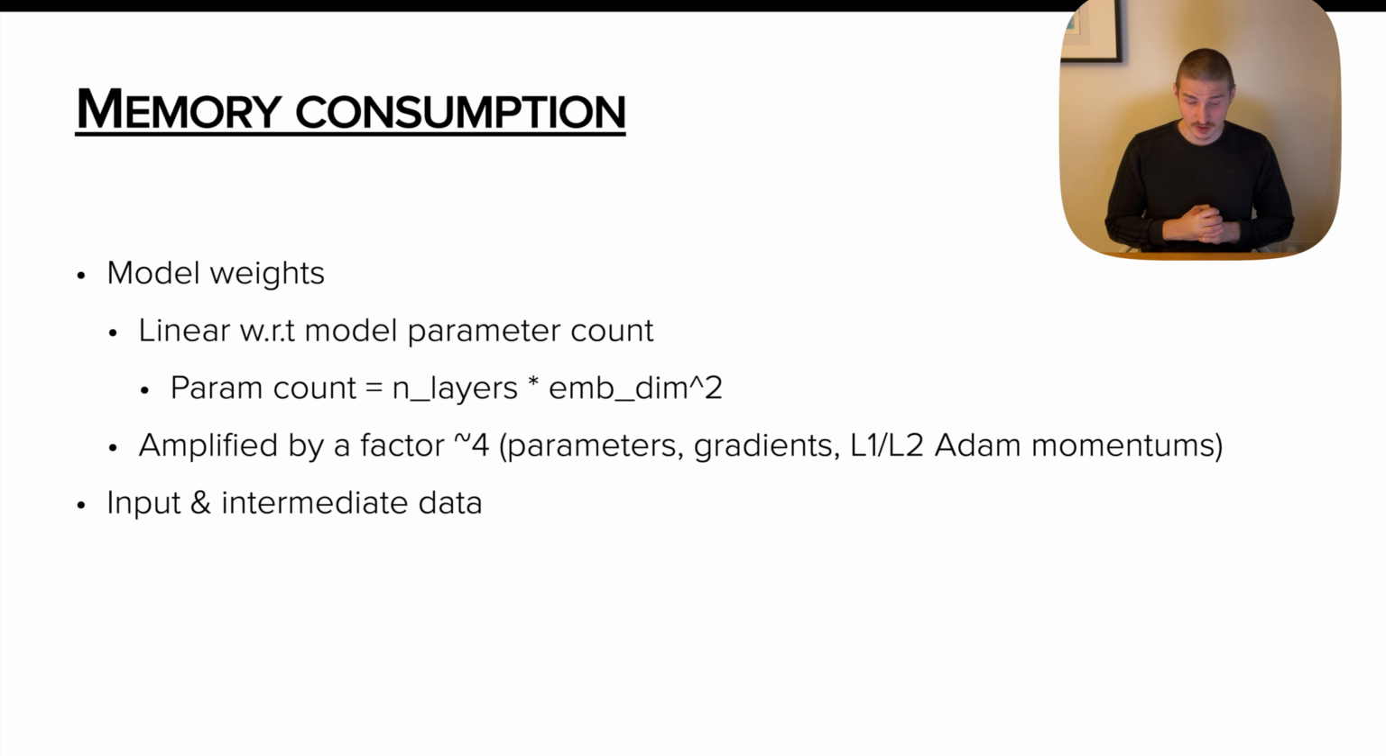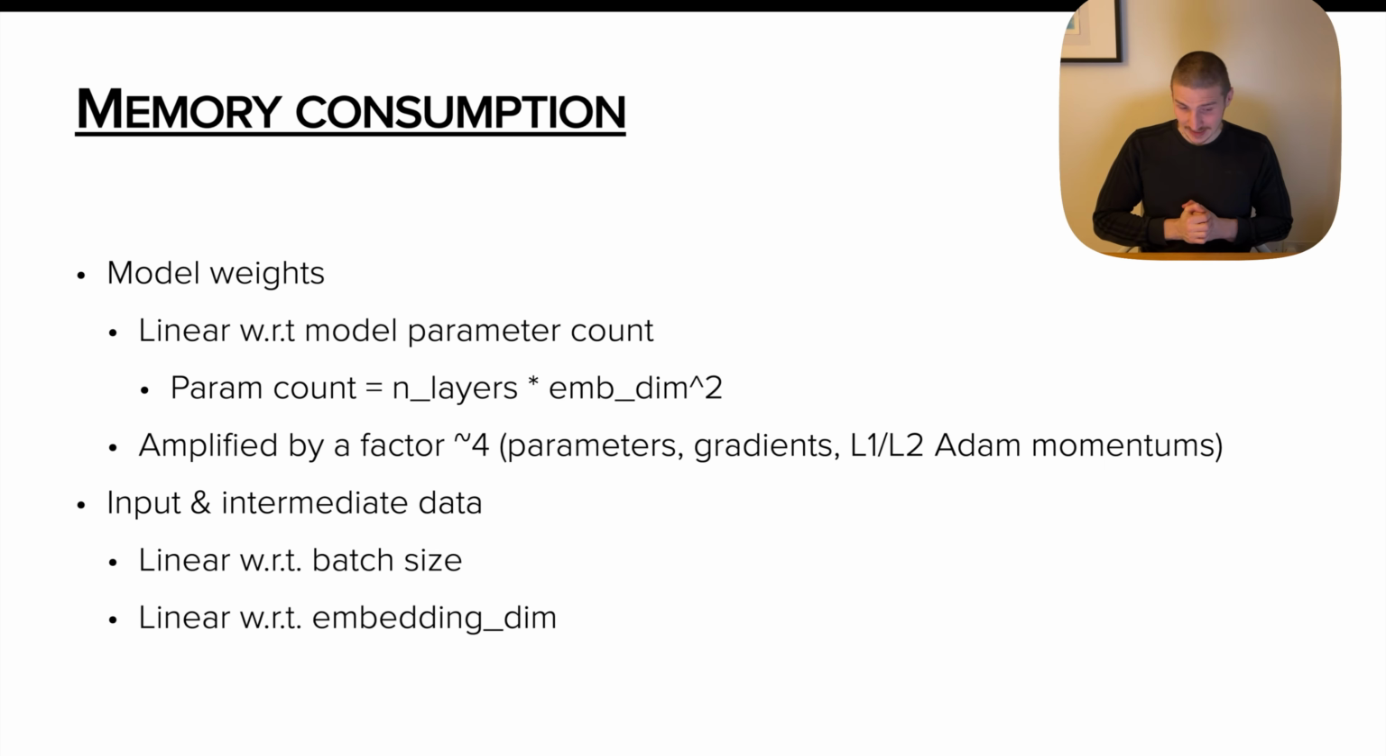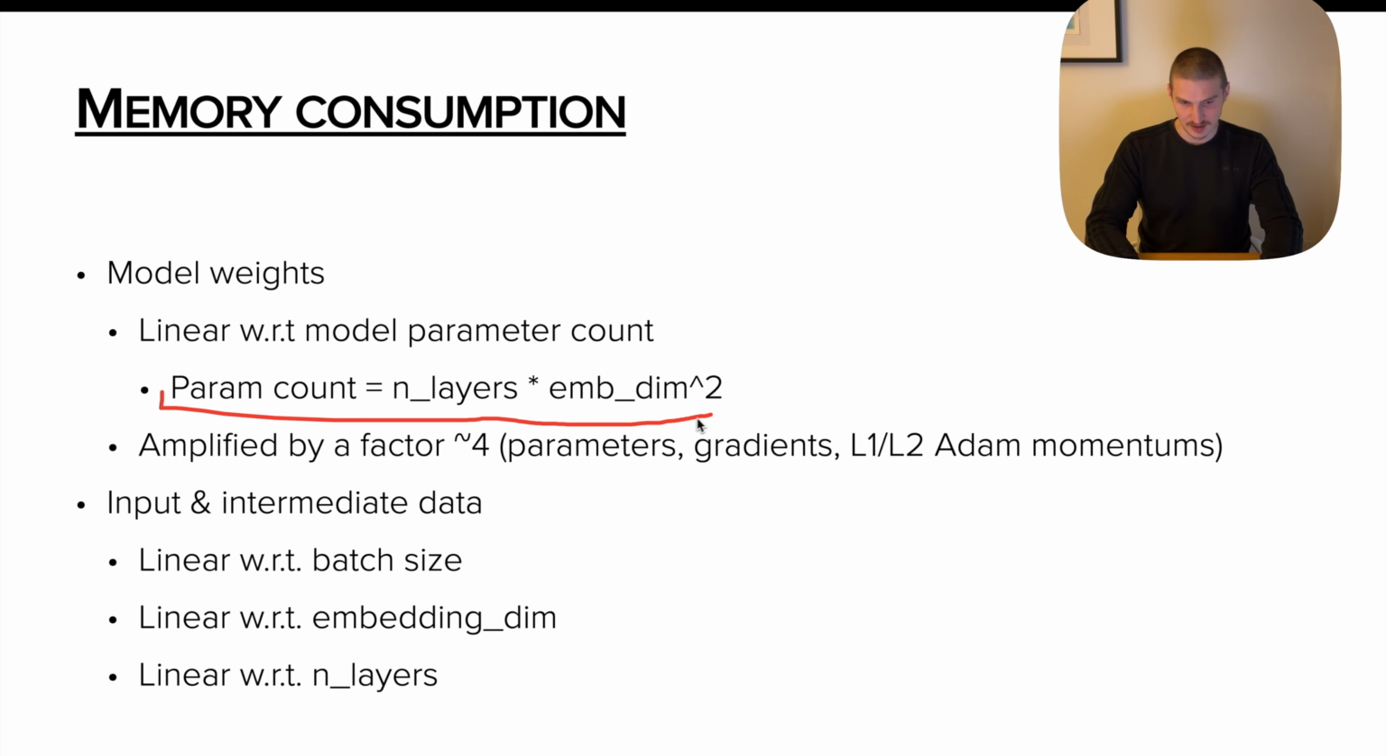In addition to the model, we also need to store input, output, and intermediate data, and that is linear with respect to batch size, linear with respect to embedding dimension, and linear with respect to number of layers. So you can see here that the increase in the model size, in the number of parameters, contributes to memory consumption more, because you have this embedding dimension squared, and in intermediate data you only have this embedding dimension, but still that's usually a huge factor in total memory consumption.